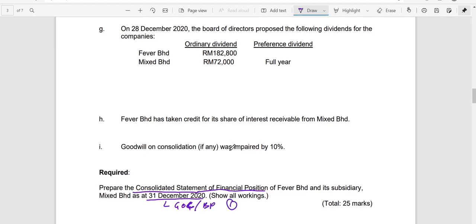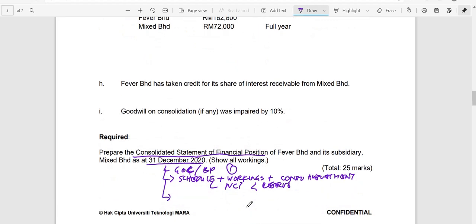That was number one. Number two, you should prepare the schedule. When you prepare the schedule, of course, you need to show the workings, and sometimes you may also need to show some consolidation adjustment, to eliminate things or to recognize things that have not been recognized. So that will be done in the schedule to show the non-controlling interest and reserve as at the end of the year. At the same time, the last part is where you will prepare what is required, which is to prepare the CSoFP. So you must make sure that these are included. Don't just prepare the CSoFP. You must show the goodwill calculation and the schedule with the complete workings in the schedule itself.